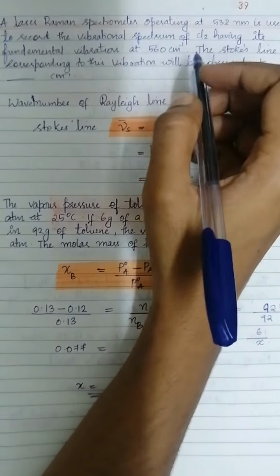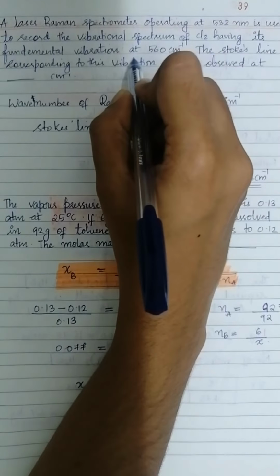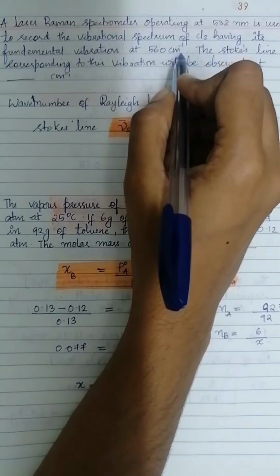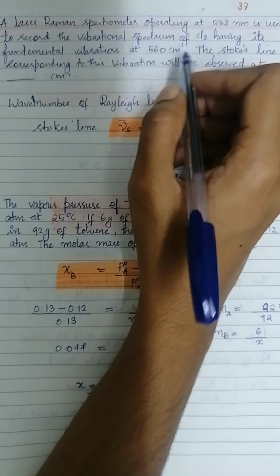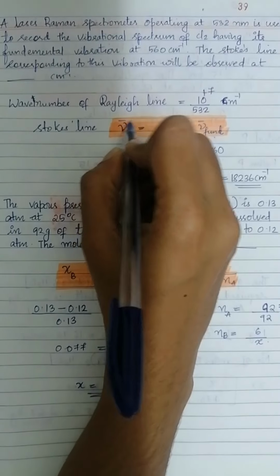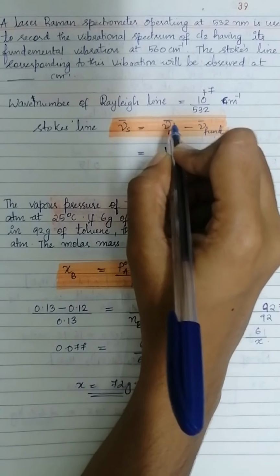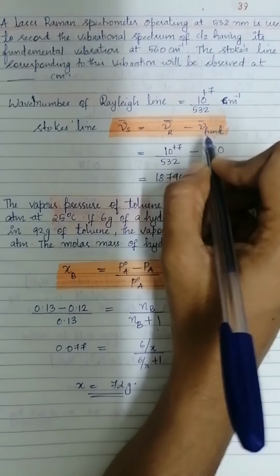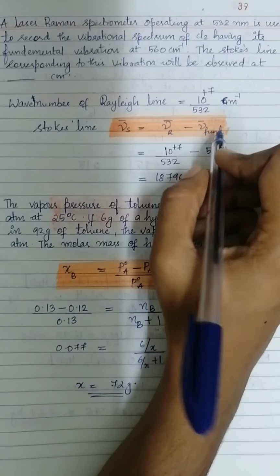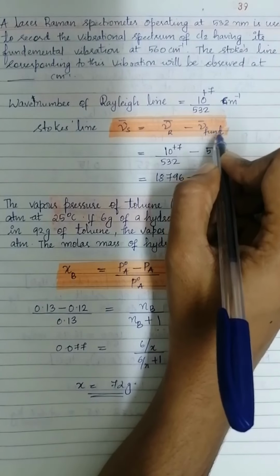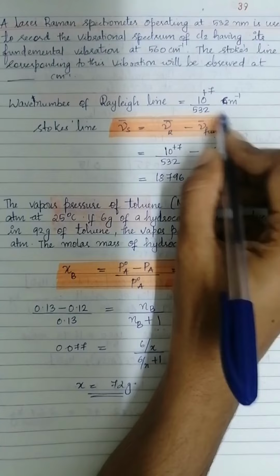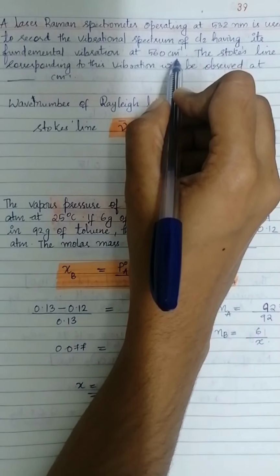So they have already given the wave number corresponding to the fundamental vibration as 560 cm inverse, and we know that the equation for the wave number corresponding to Stokes line is nu bar r, which is the wave number corresponding to the Rayleigh line, minus nu bar fundamental, which is the wave number corresponding to the fundamental vibration. So this one is already given to be 560 cm inverse.